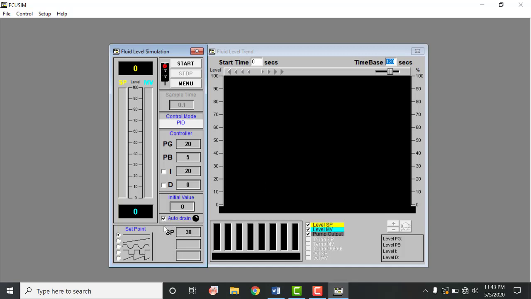Now you can see that the auto drain option is already checked. So let's start the simulation and see what is going on in this simulation.